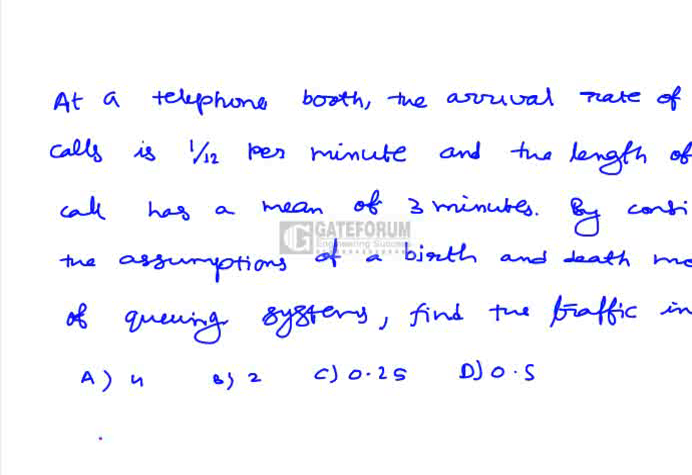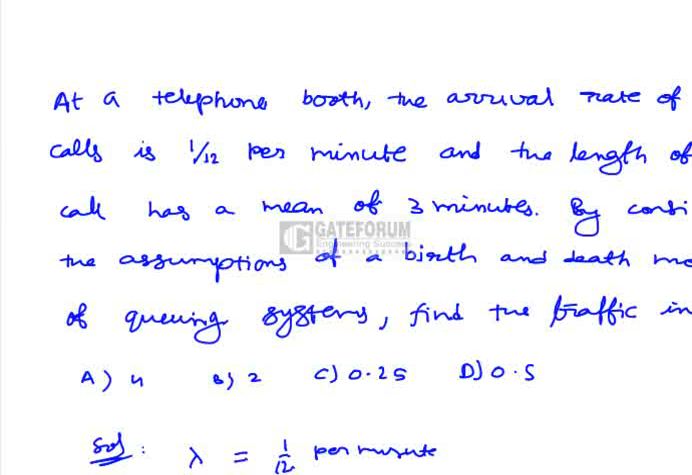Here coming to the solution, let us say lambda is the mean arrival rate, that is 1 by 12 per minute, and the length of the phone call has a mean of 3 minutes. Let us say the mean service time is 3 minutes per call. So that means the service rate of the call, let us say that is R, is equal to 1 by 3 per minute.